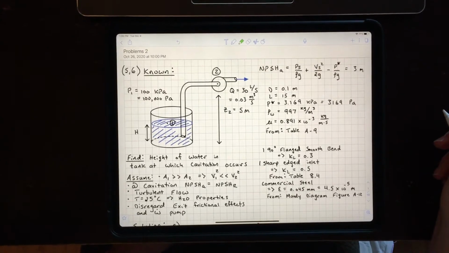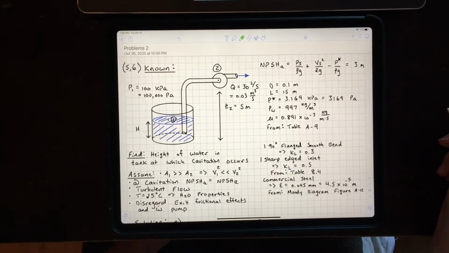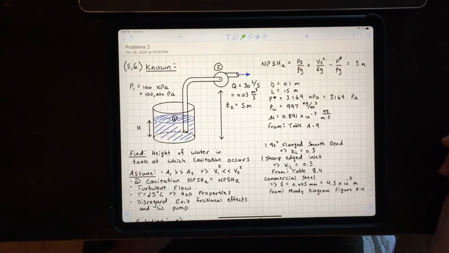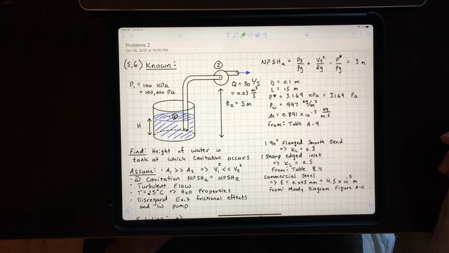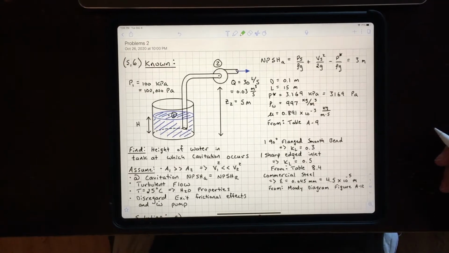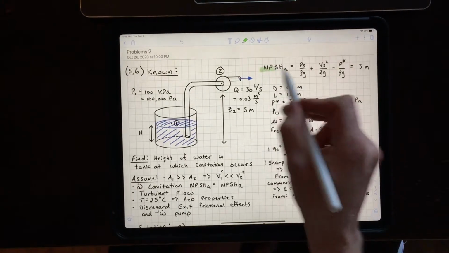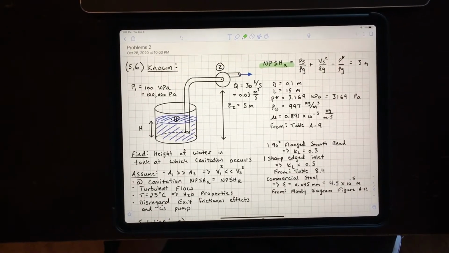We're going to cover topics 5 through 12. The first problem deals with topic 5, internal fluid flow with friction loss for laminar and turbulent flow, and topic 6, pump analysis using net positive suction head. So here's the equation for net positive suction head available.